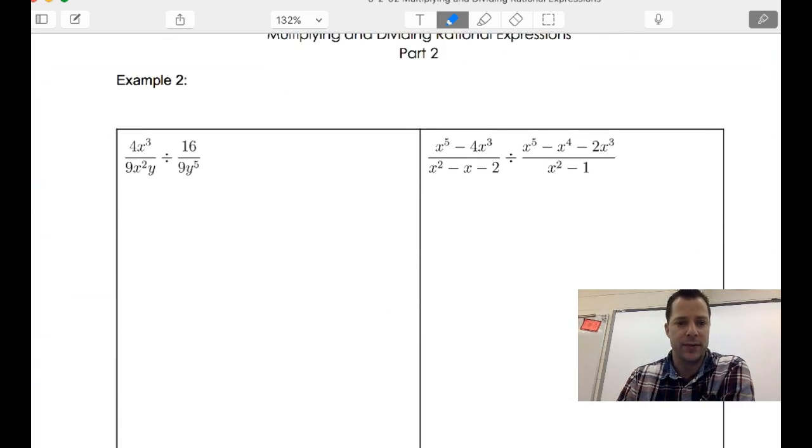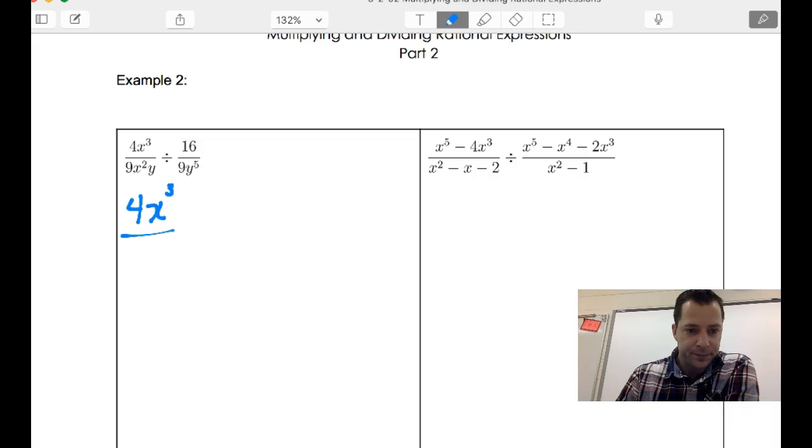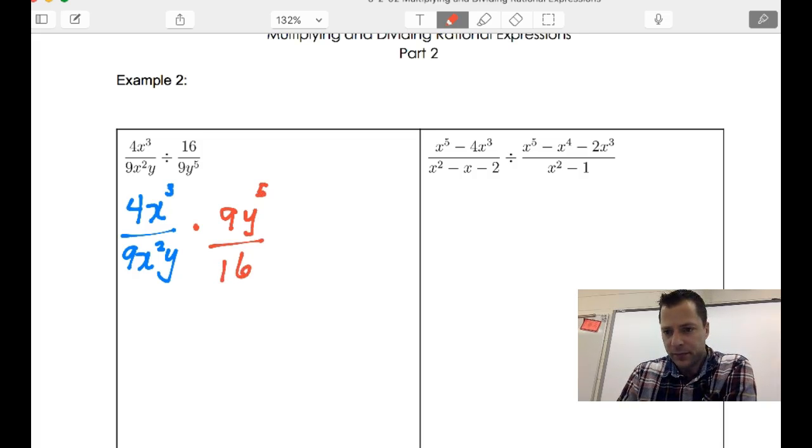Okay, so let's look at two examples here. We have 4x cubed over 9x squared y divided by, well, I guess we'll just go ahead and flip it to save some space here. We're dividing by 16 over 9y squared, which is the same thing as multiplying by 9y to the 5th over 16. So you can start maybe by simplifying the numbers first. 4 goes into itself once. 4 goes into 16 4 times. 9 goes into itself once.